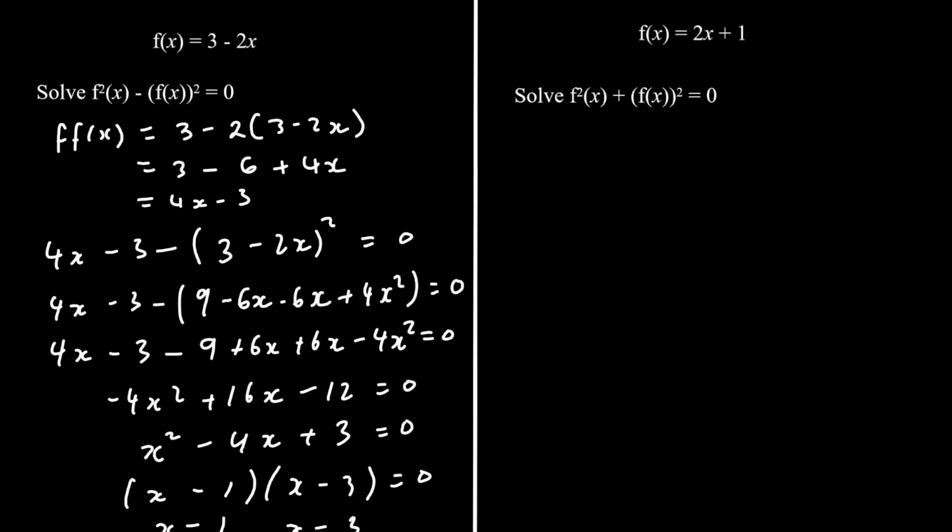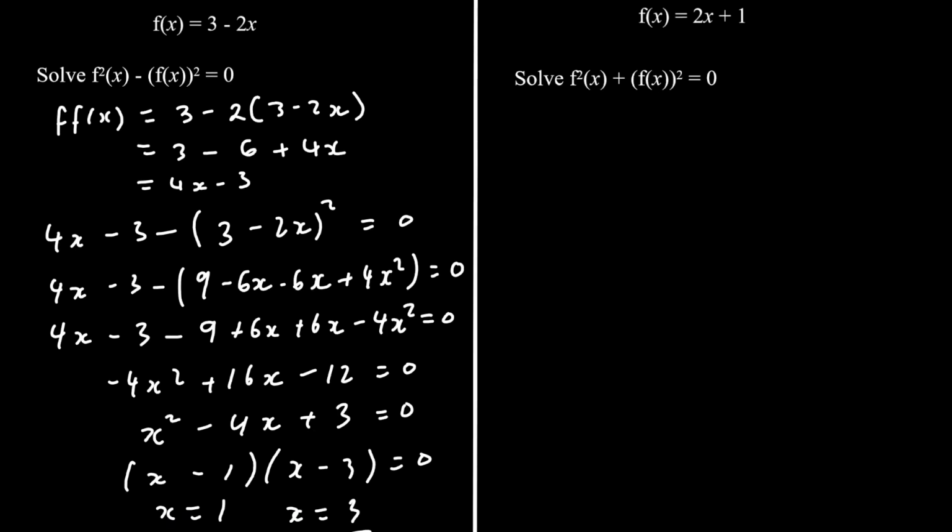Okay, the same sort of question. One for you to try. Give it a go. So we want f squared of x first. That's f into f. So it's 2 times 2x plus 1, which is 4x plus 2 plus 1, which is 4x plus 3.